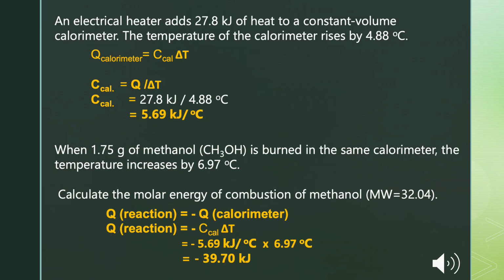Next, burn 1.75 grams of methanol in the same calorimeter. So, produce energy in reaction. Q equals energy absorbed by the calorimeter. Delta T equals 6.97 Celsius. This is an exothermic reaction, and the temperature goes up. Q of the reaction equals negative Q of the calorimeter equals negative 5.69 times 6.97 equals negative 39.70 kilojoules.